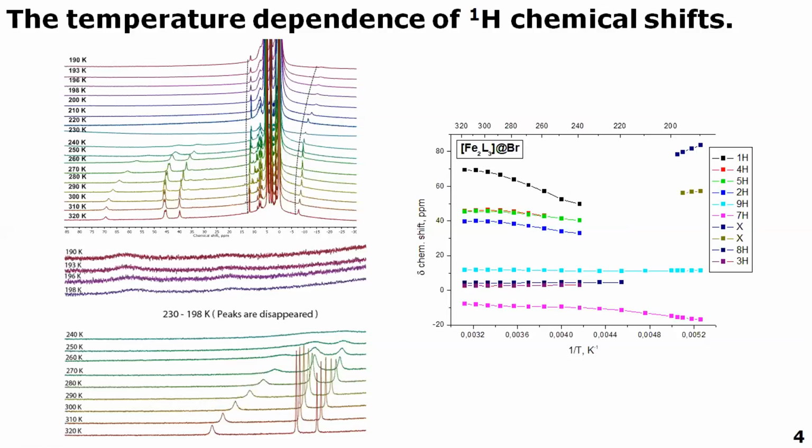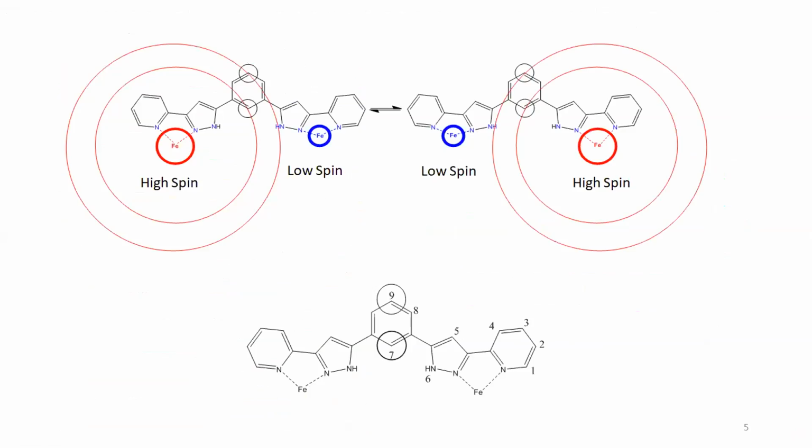And at the same time, there are two signals that are observed in the entire temperature range. These are protons number 7 and 9. And as we can see from the structure, these protons are equidistant from two iron atoms, and because of that, their chemical shifts are independent of exchange between these two forms, also depicted on this slide.